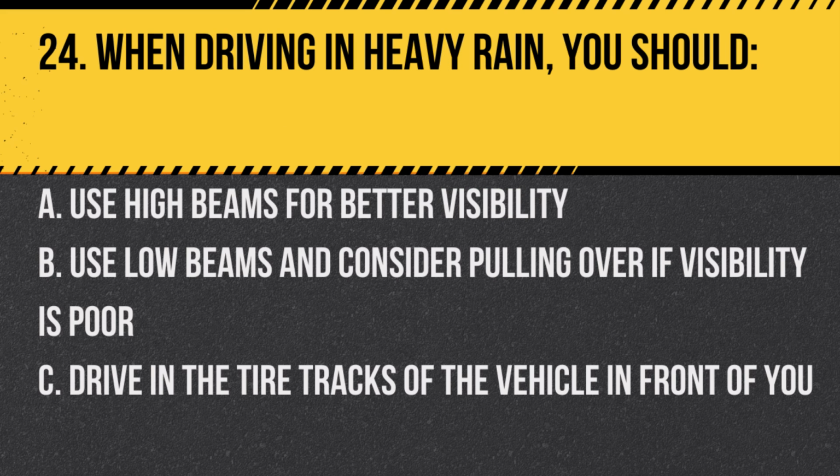Question 24. When driving in heavy rain, you should: A. Use high beams for better visibility. B. Use low beams and consider pulling over if visibility is poor. C. Drive in the tire tracks of the vehicle in front of you. Answer: B. Use low beams and consider pulling over if visibility is poor. High beams can reflect off the rain and make it harder to see.